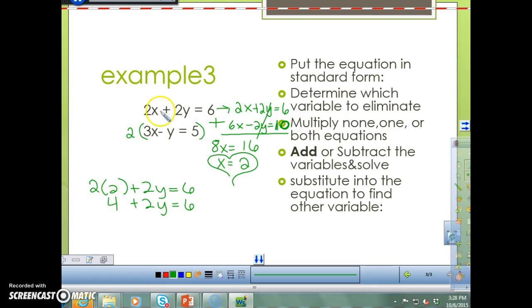So she put the 2 right in here. So we need to solve for y, so the minus 4. So yeah, we get 1. So our ordered pair would be 2, 1 would be the intersection point.